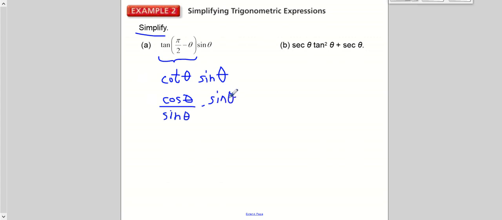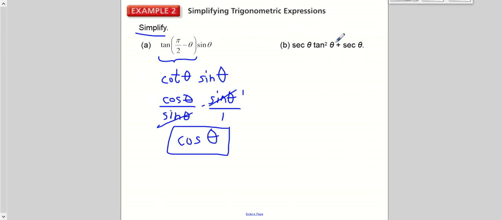Oh, look, we can cancel. Sine theta divided by sine theta is 1. Cosine theta times 1 is just cosine theta. We simplified this original trig statement, trig expression, and found that it equals cosine of theta. All right, let's try another one.